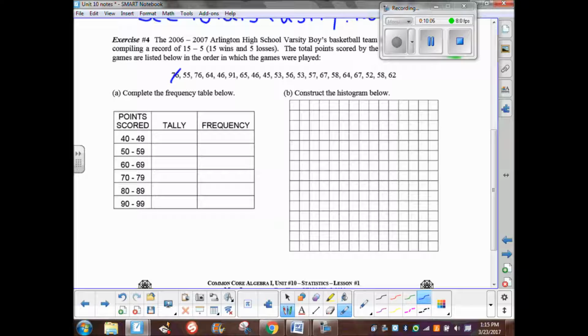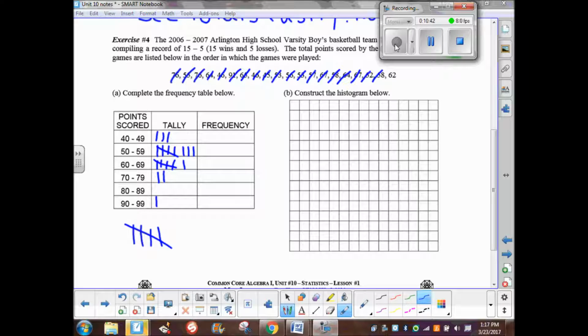So 76 obviously falls between 70 and 79. A big thing about tally marks, kind of a pet peeve of mine, is when people don't make the tally marks in groups of 5: four vertical, and the fifth one on a diagonal. It doesn't matter which diagonal you go on, but groups of 5. Cross them out as you go. All right, we'll pause and go ahead and fill that table in. Now fill in that frequency column: 3, 8, 6, 2, 0, 1.